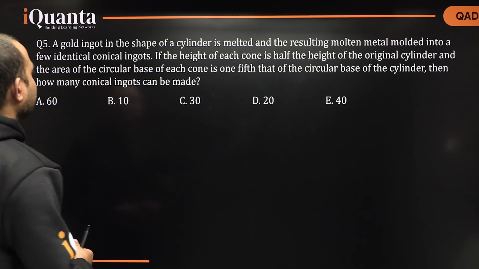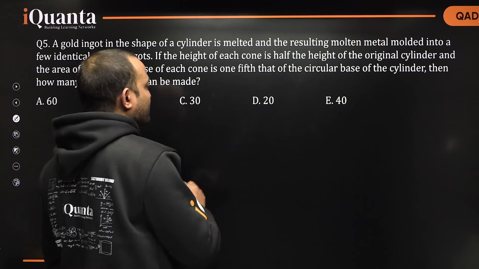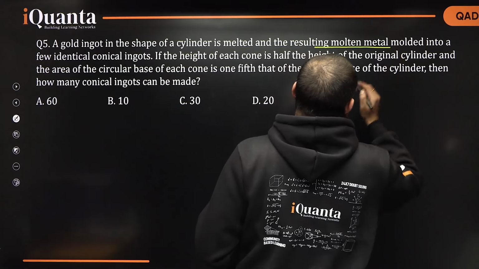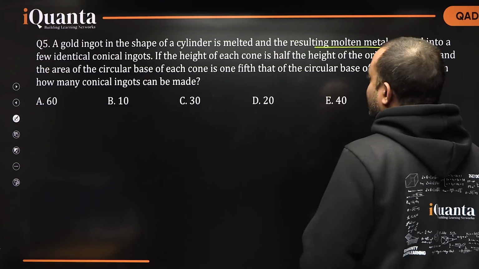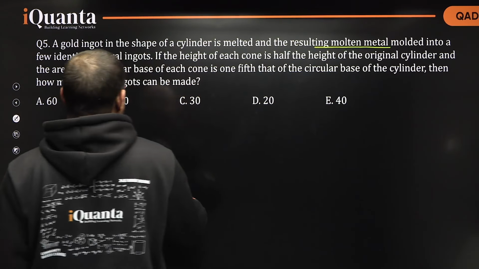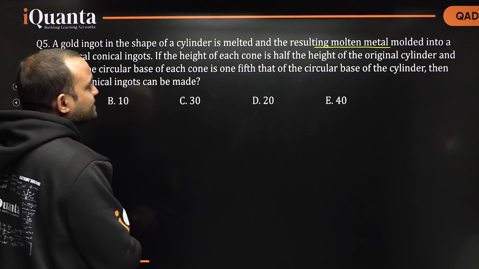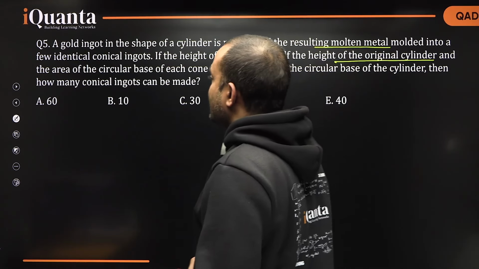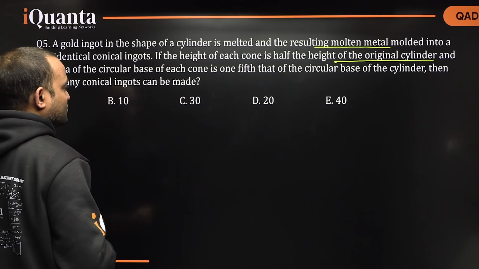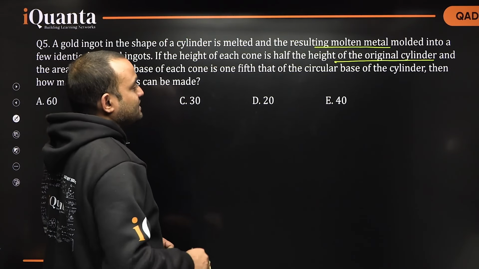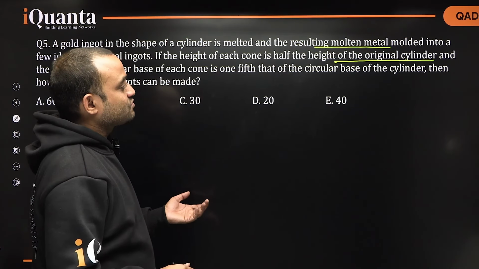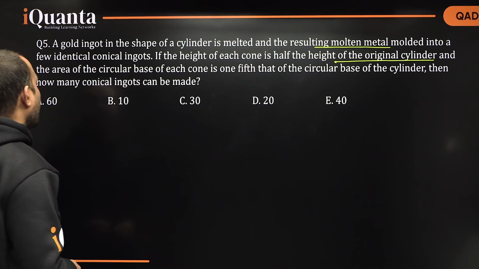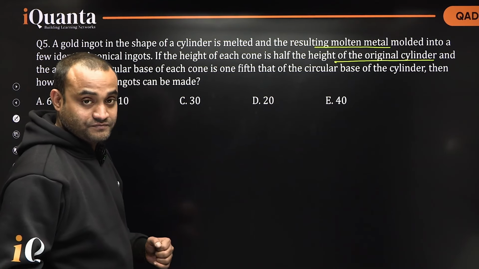A gold ingot in the shape of a cylinder is melted and the resulting molten metal molded in a few identical conical ingots. If the height of each cone is half the height of the original cylinder and the area of the circular base of each cone is 1/5 that of the circular base of the cylinder, then how many conical ingots can be made?